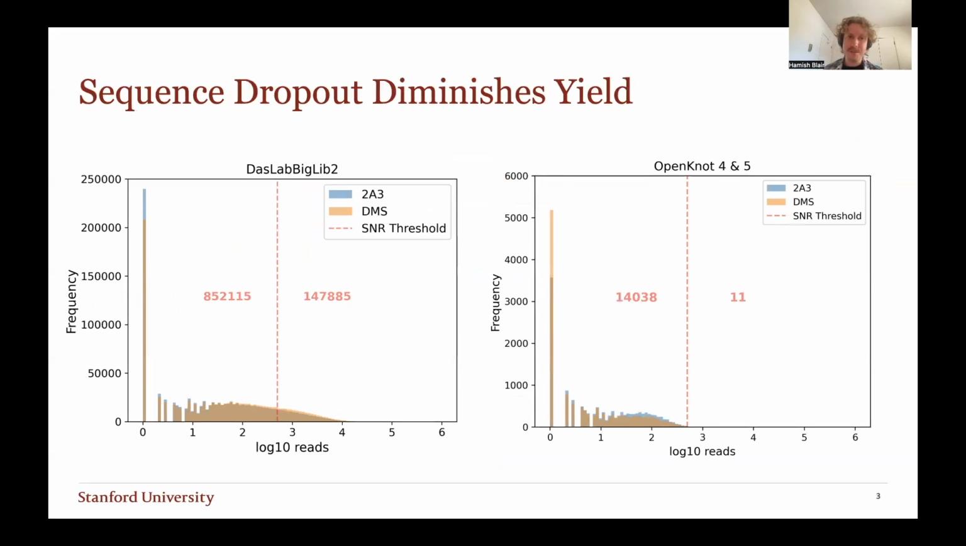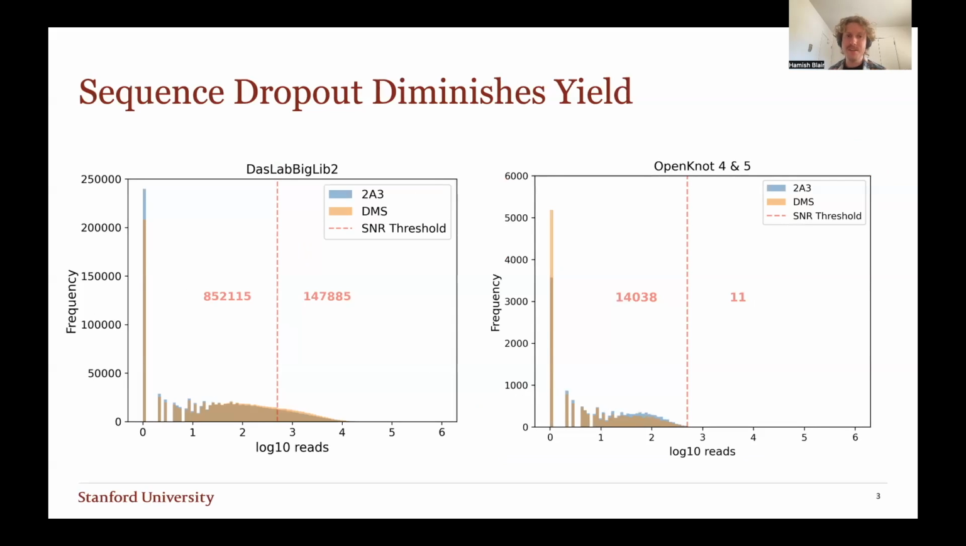On the left, we have the test set from RibonazaNet, and on the right we have OpenKnot 4 and 5, which was one of the recent Eterna challenges. And this is a histogram of the number of aligned reads that each sequence got.